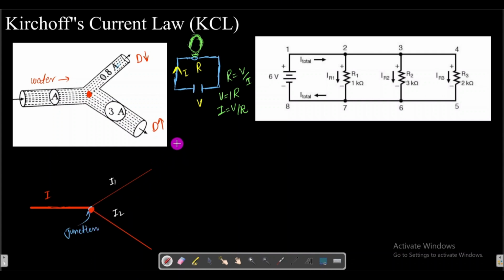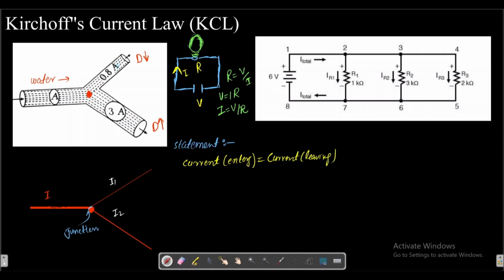According to Kirchhoff's law, the statement of the Kirchhoff's law is this. The current entering the junction is equal to the current leaving the junction. So this is the statement of Kirchhoff's current law.